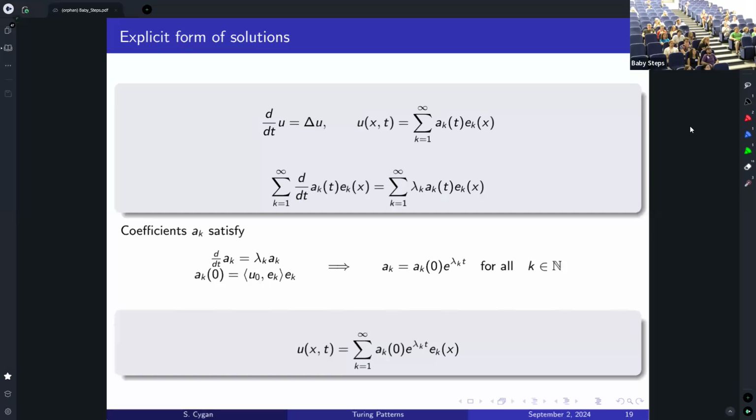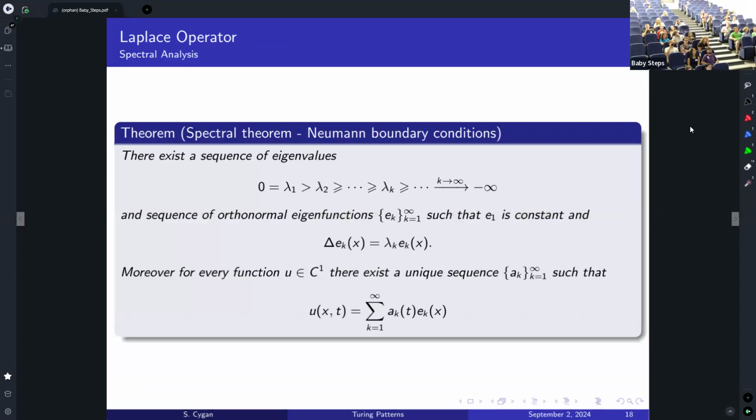But we can tell a lot of things about the solution because we know the properties of the eigenvalues lambda k, and we have a lot of information about the eigenfunctions. Because first of all, the eigenvalues here are strictly negative. So they are less than 0 and they diverge to minus infinity.